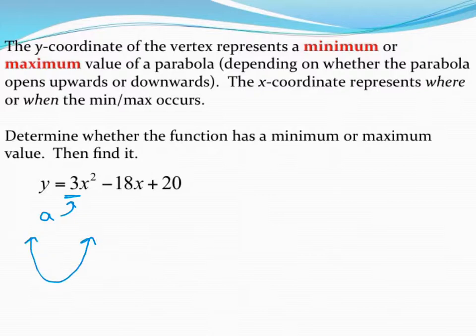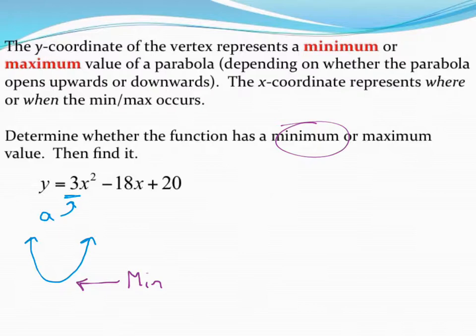If my a value was negative, that would mean I have a downwards opening parabola that would look more like that. Okay, so knowing that my parabola opens upwards, what that tells me is the vertex right there actually represents a minimum value. There's a low point to this parabola. If the a value was negative, it would be flipped and it'd have a maximum value.